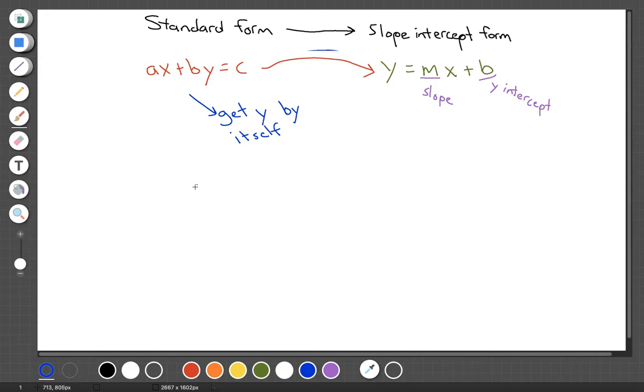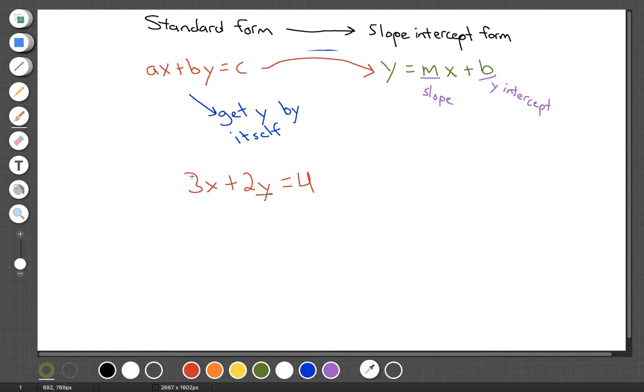So let me just make one up. Let's say, actually, let me change it, sorry. Say 3x plus 2y equals 4. I need to get y by itself. So what I'm thinking is this goes back to what we did with our literal equations. How can I get y by itself? I'm not going to end up with a number. I'm going to end up with an equation at the end.